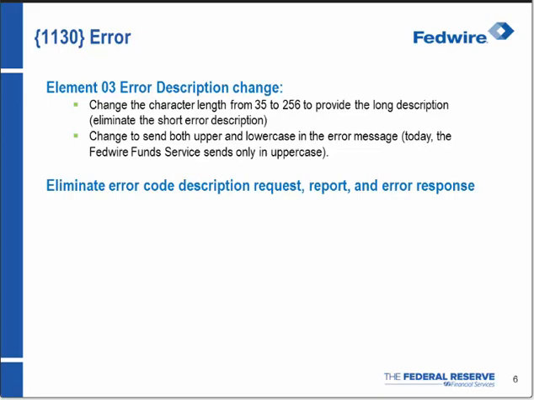We're also going to be allowing both upper and lowercase characters in the description, because right now everything is uppercase. Since we have to change all the error messages anyway, and since when we go to ISO we will be supporting both upper and lowercase characters, we're going to do that now in the error code description.